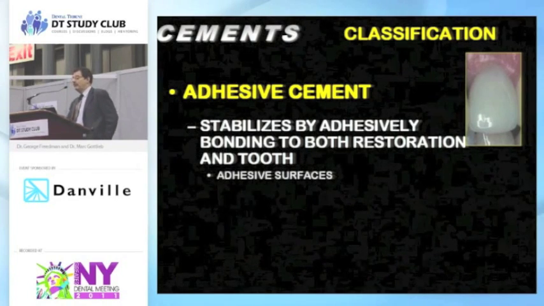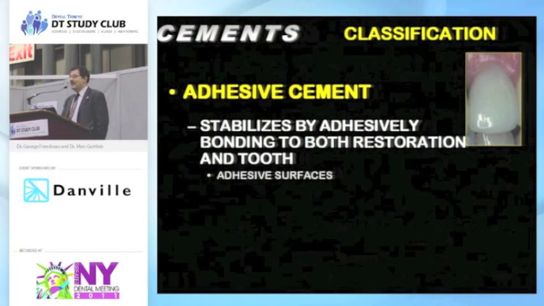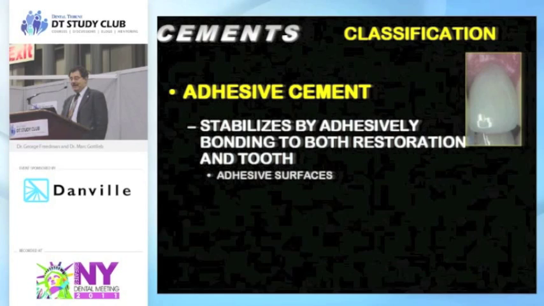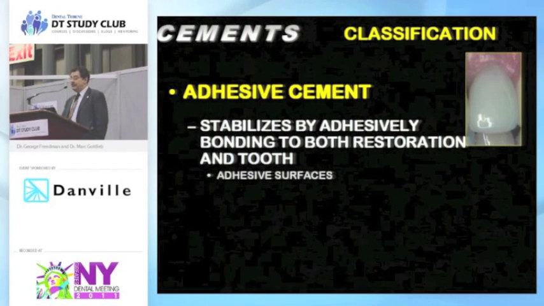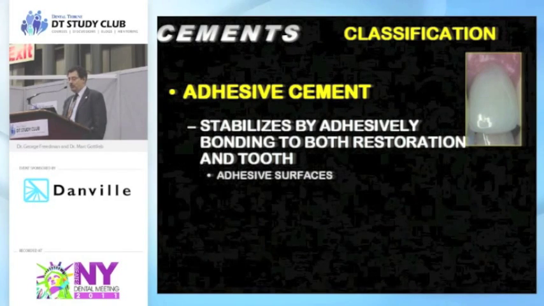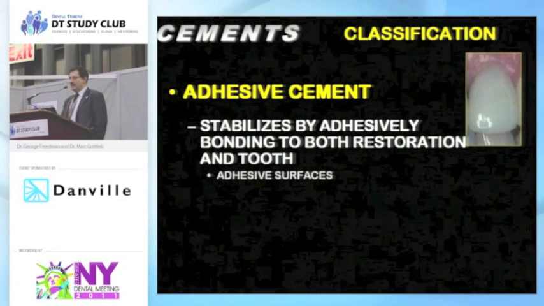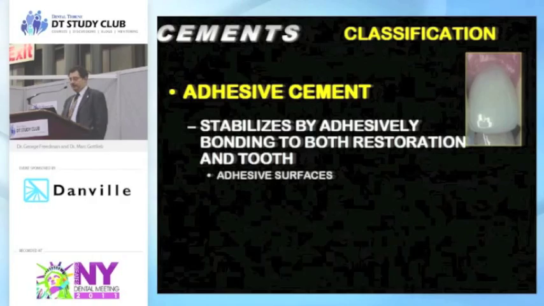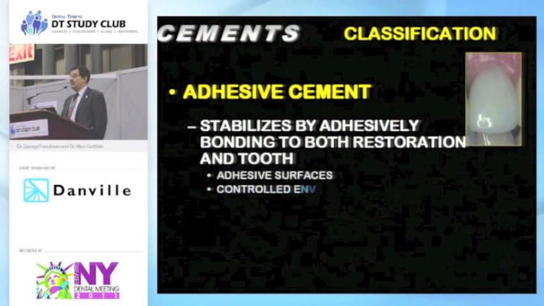You need a controlled environment, no moisture. This is where cord lasers come in, and so on. Adhesive cements fill the gap between the tooth and bond to both the restoration and the tooth, creating the monoblock that we've mentioned earlier. Now, which cement should I use?